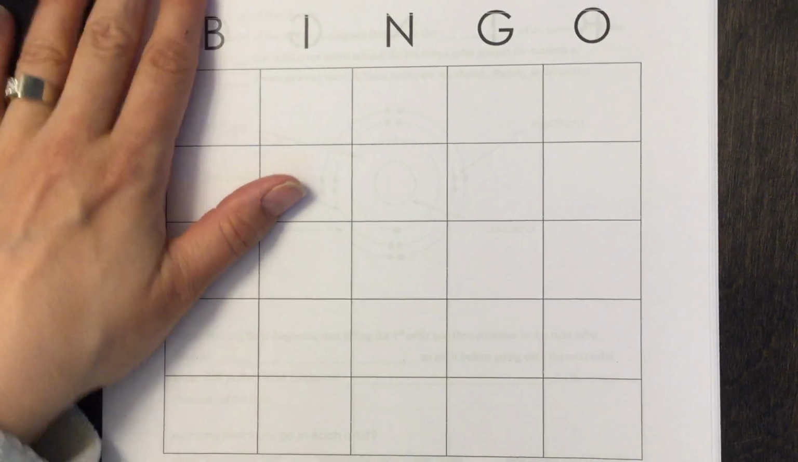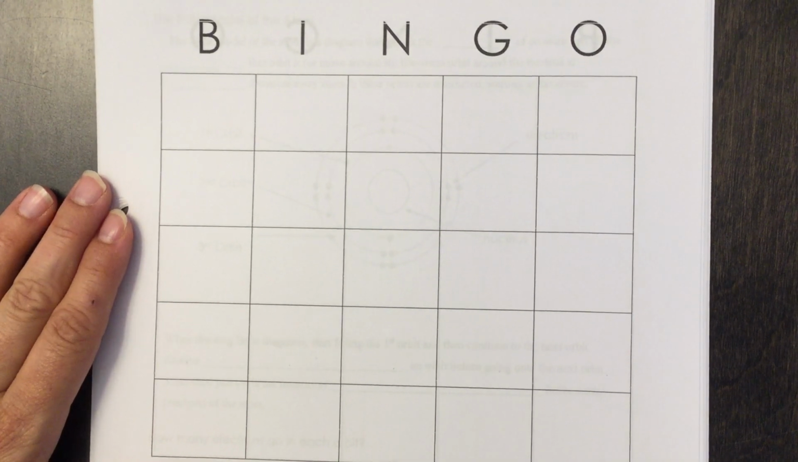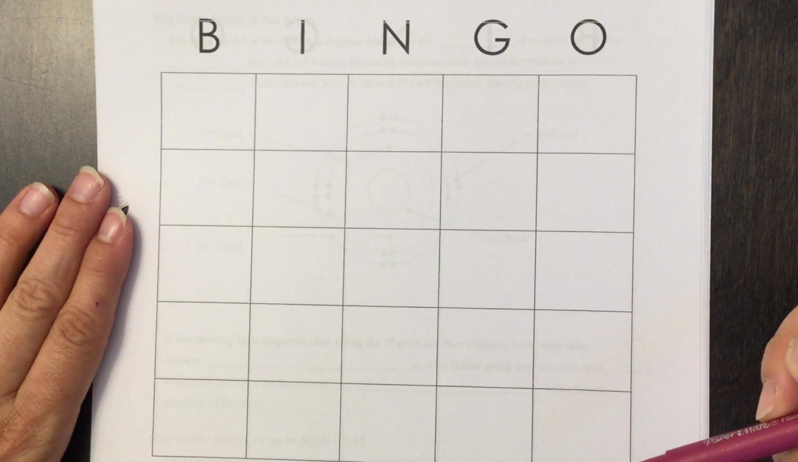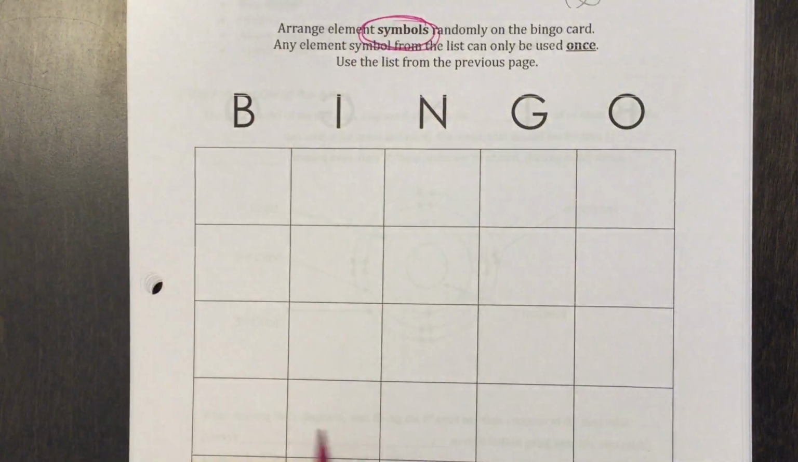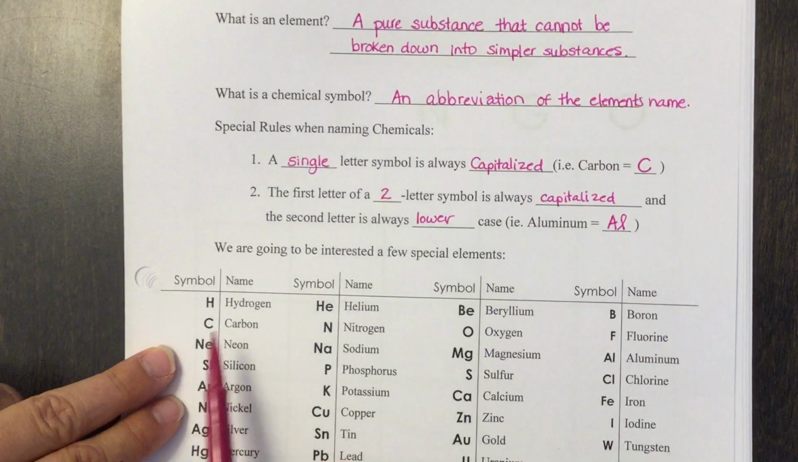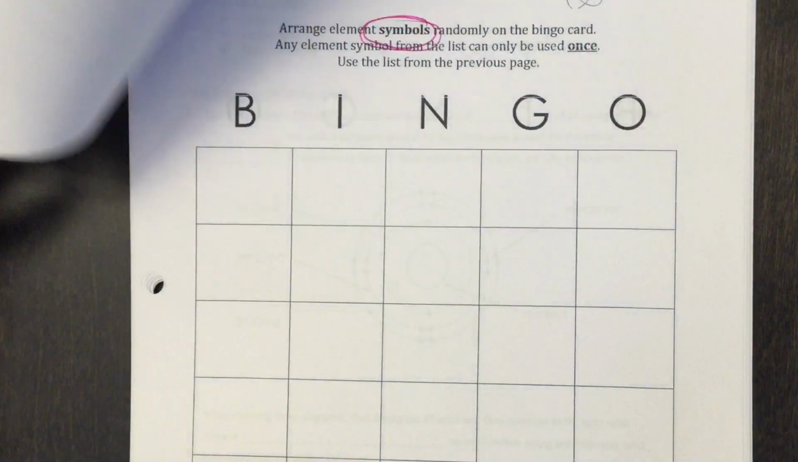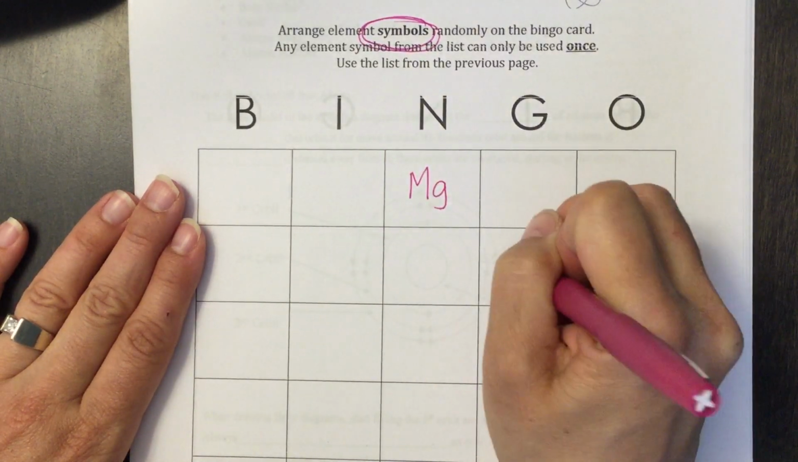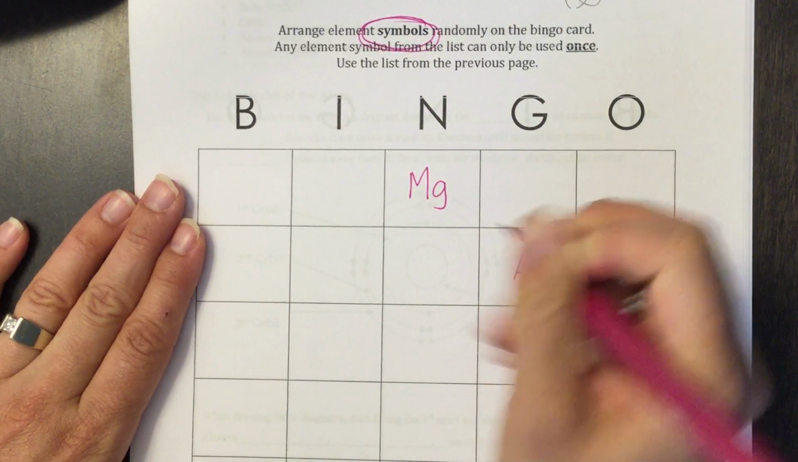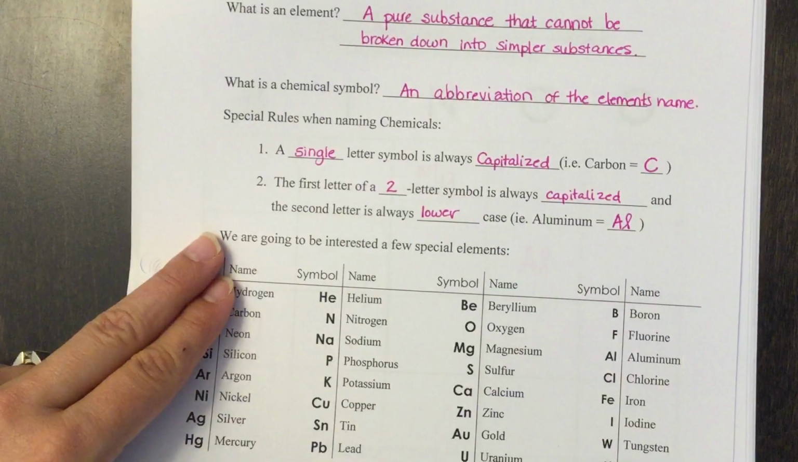Now tomorrow we're going to play a bingo game. So what I'd like you to do is to get 2 bingo sheets ready. Fill 1 bingo sheet with just symbols. From this page, you can choose any of these symbols. So maybe I'm going to put Mg, Na, Al, and O, and what else?